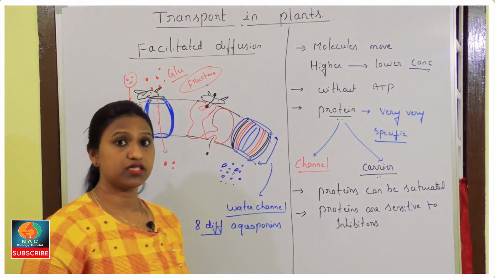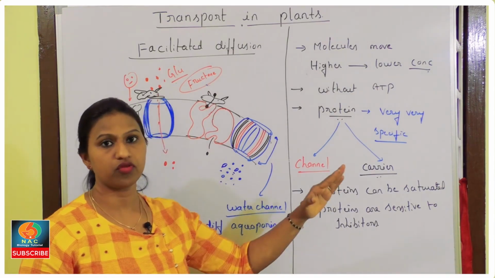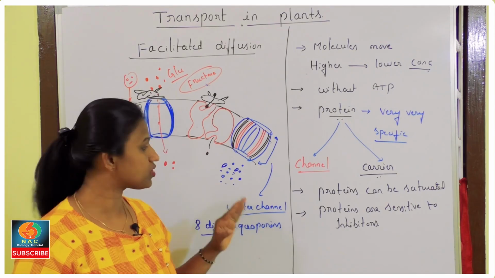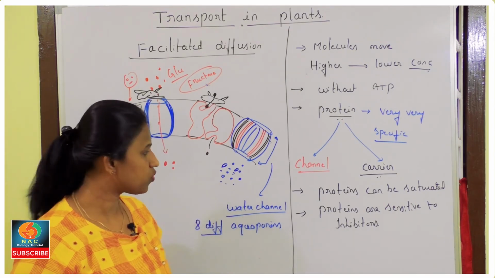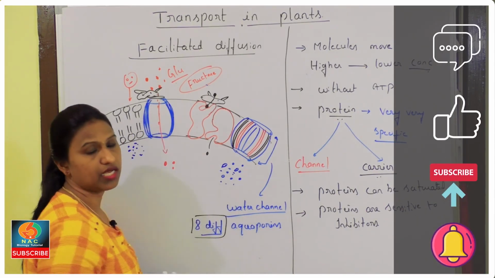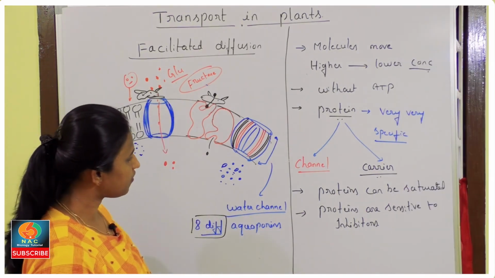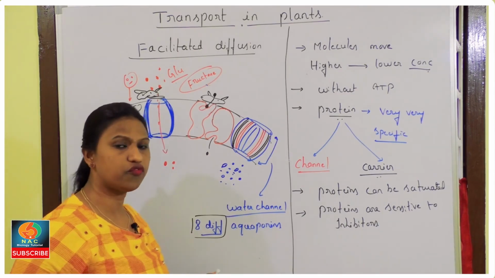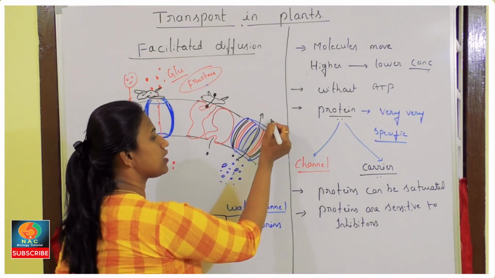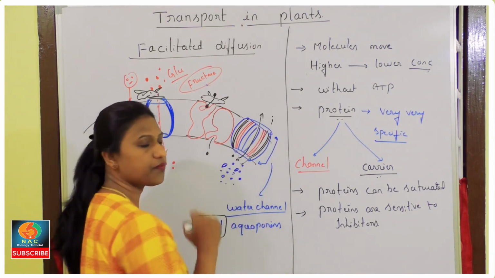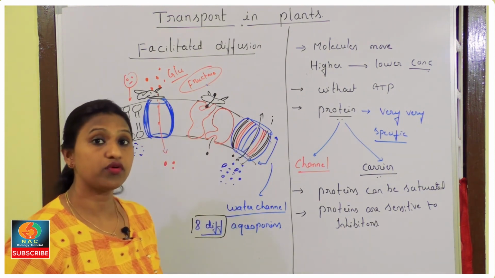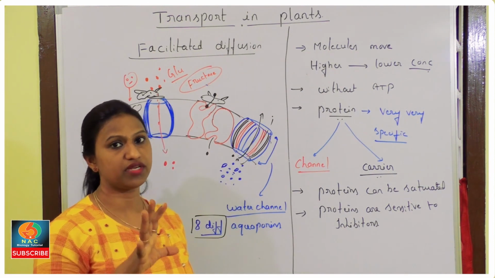It would be a neat question: whether the water channel consists of similar aquaporins or different types of aquaporins, or how many aquaporins are present. Questions like that may come in the NEET exam, so be clear with the words 8 different aquaporins. With the help of this water channel, water molecules can move in large quantity, from inside to outside or from outside to inside. So these are some of the protein molecules which facilitate the movement of molecules.